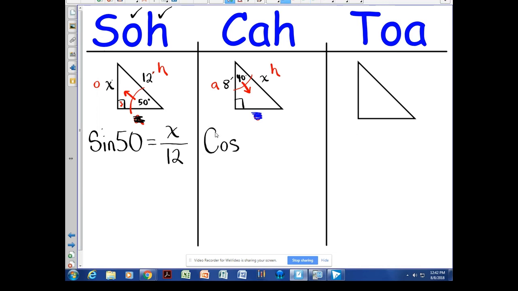Again, putting the angle, attaching it to the function. I'm going to put an equal sign and open up a fraction. Well, CAH also helps me remember which to put on top and which to put on the bottom. The A is going to go on top. In this case, it's 8. And the x is going to go on the bottom because that is my H. The cosine of 40 is equal to 8 over x.